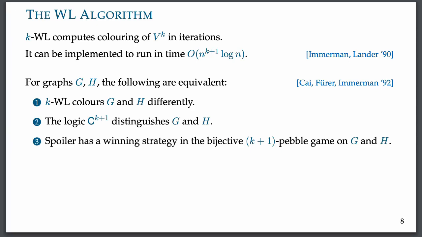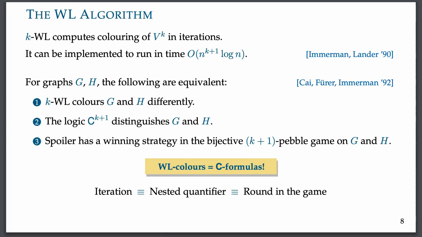So the colors that WL computes correspond to formulas in the logic. We have colors and we have the logic formulas. The correspondence is particularly tight because the number of iterations that the algorithm needs to compute its final output equals the nesting depth of the distinguishing formula and also the number of rounds played in the game. In particular, a bound on the iteration number of k-WL on G and H gives us a bound on the descriptive complexity of the difference between the two graphs.